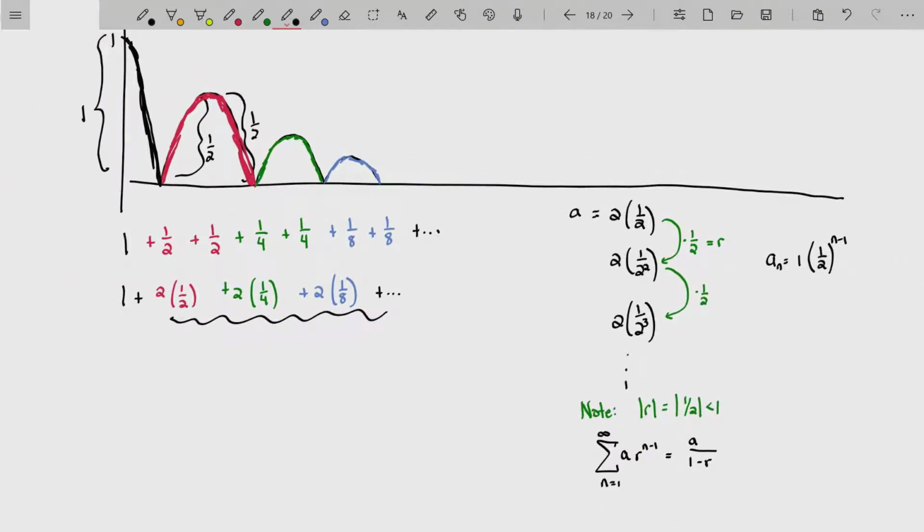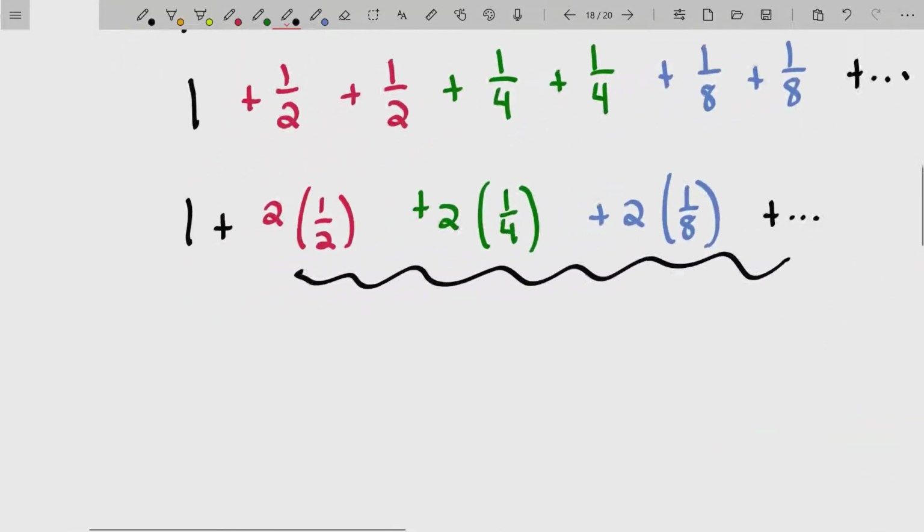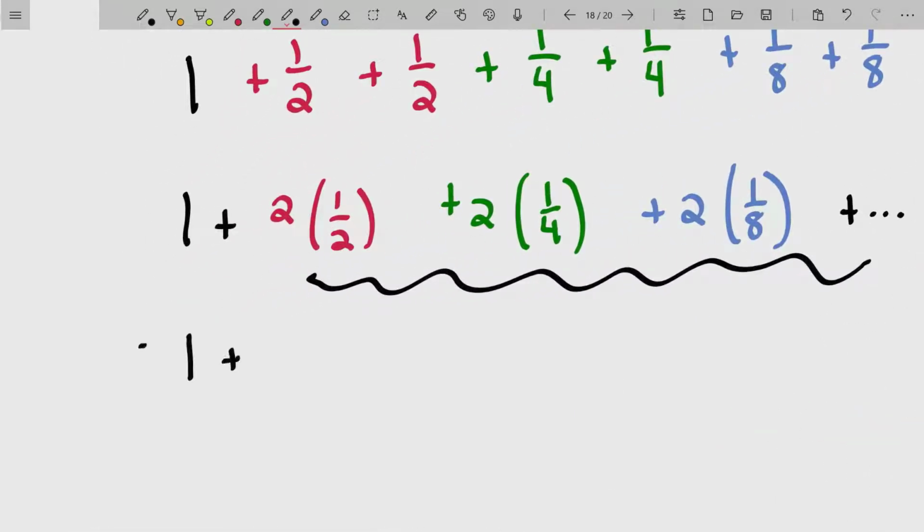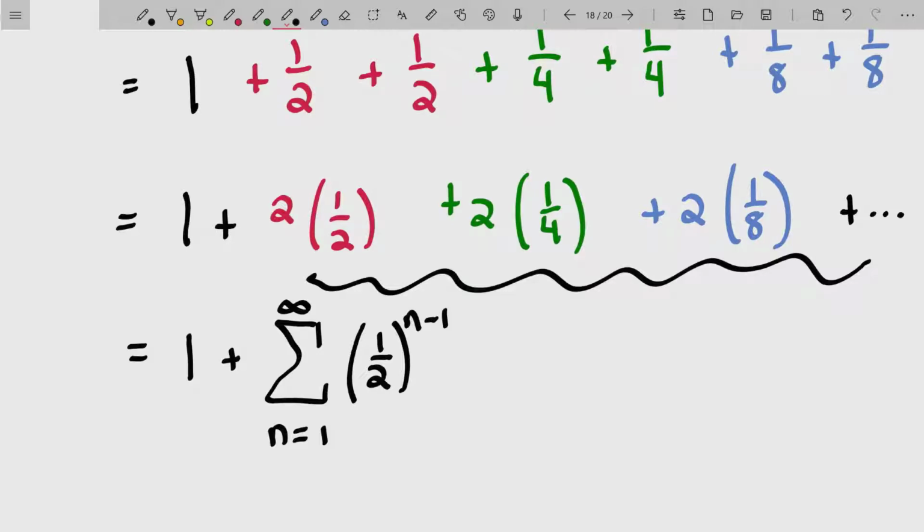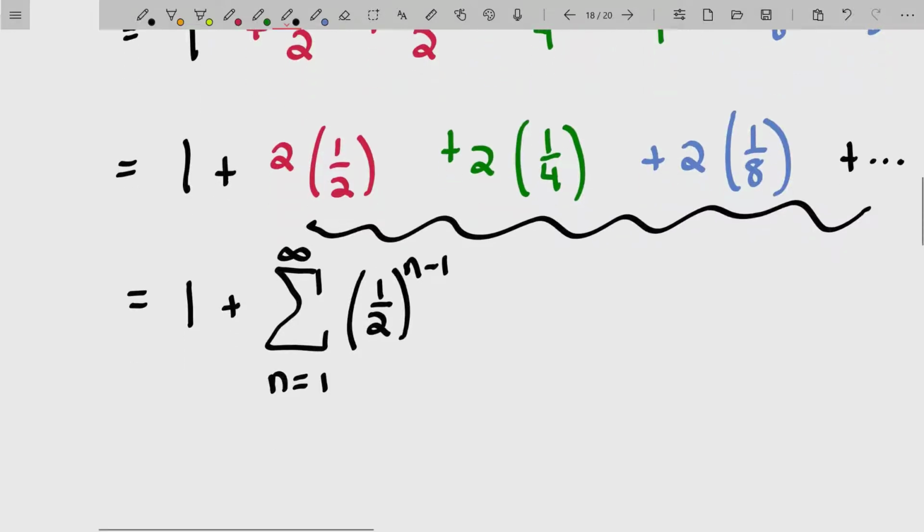So let's go ahead and insert that here for the colorful stuff. So this is equal to a summation n equals 1 to infinity of a, which we said is 1, times r to the n minus 1. You can double check that. When n is equal to 1, you will get 1/2 to the 0th, which is 1, which is exactly what this is. When n equals 2, you get 1/2 to the 2 minus 1, which is 1/2, which is the same thing as 2 over 4, so that works. And so on and so forth down the line, you could test it out if you want.